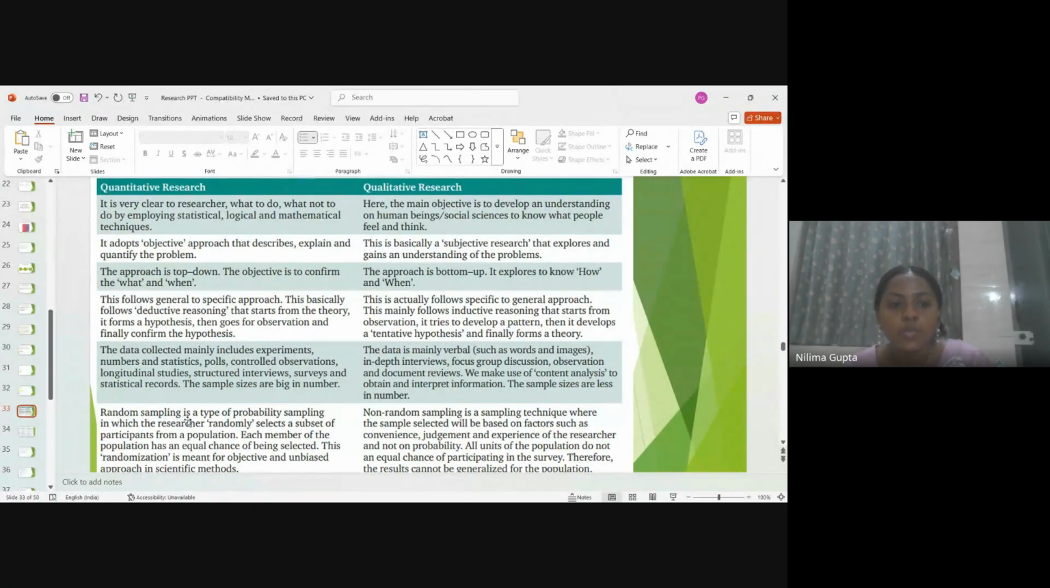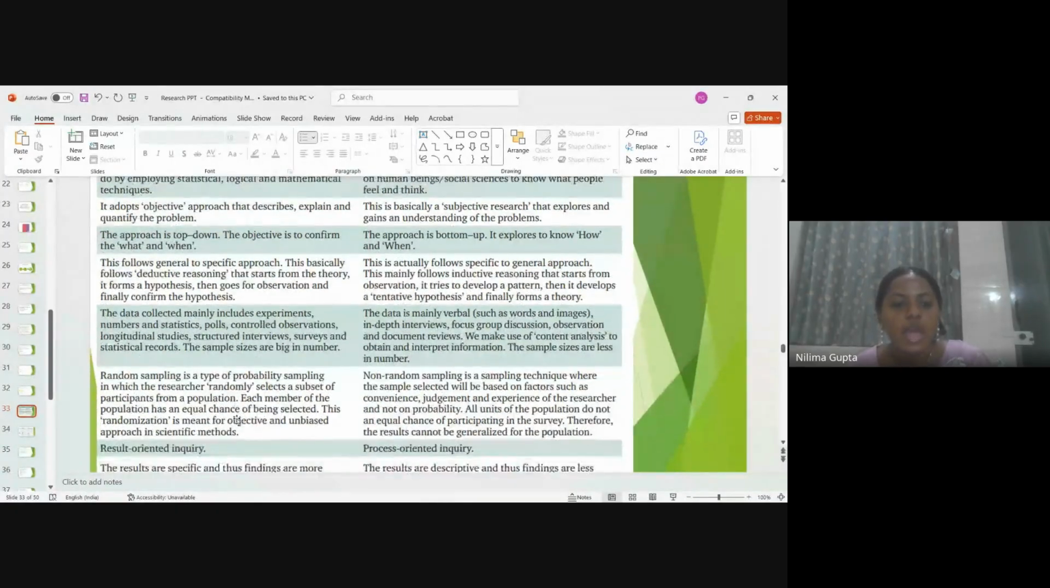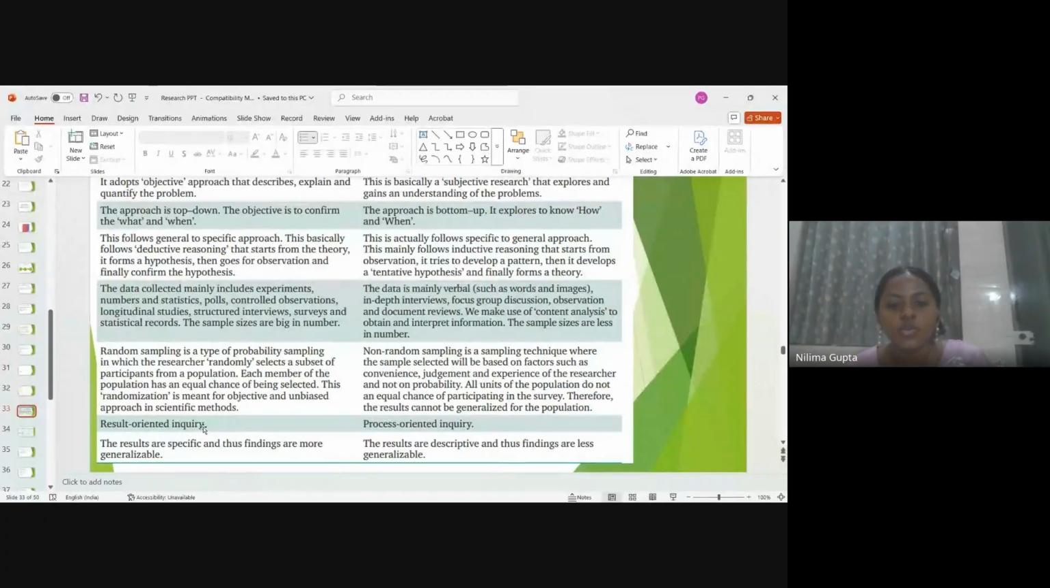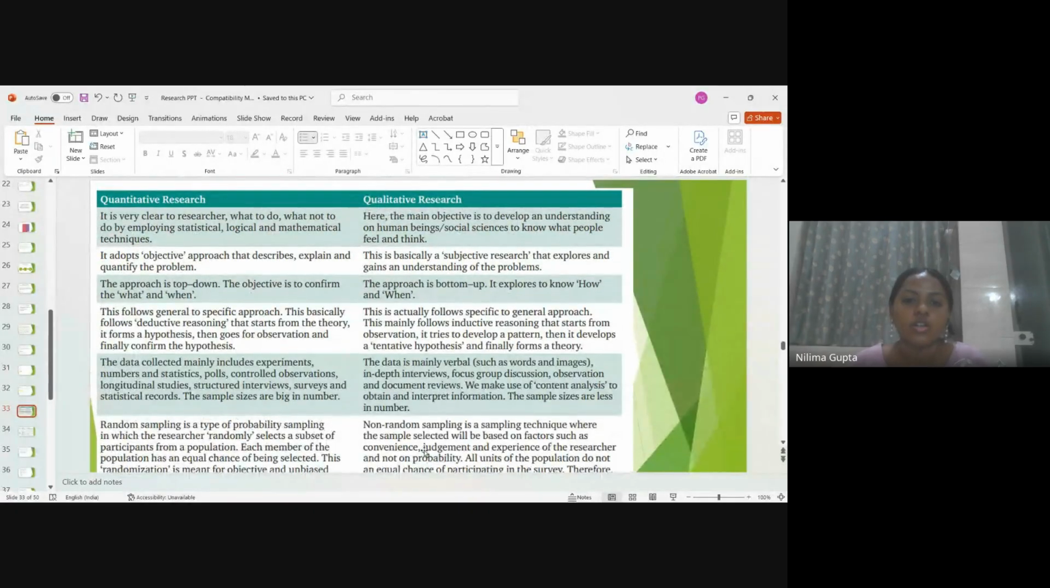And the random sampling method is mostly used in quantitative data because it uses a probability method of sampling, and here we use in qualitative a non-probability method of sampling. And the quantitative is result oriented, the qualitative is always process oriented. Quantitative, the results are specific and thus findings are more generalized. In qualitative, the results are descriptive and thus findings of a qualitative research cannot be generalized. It is very difficult to generalize a qualitative research finding.